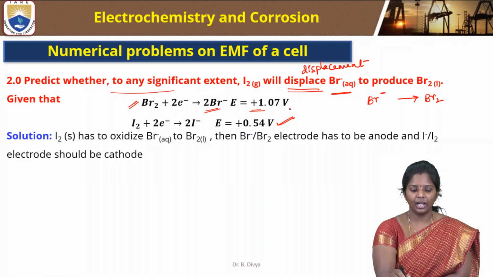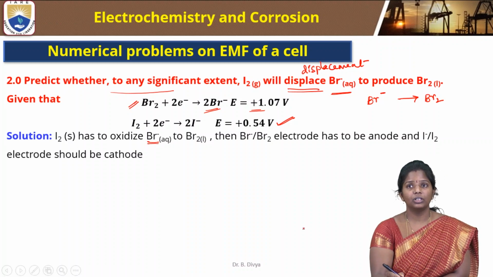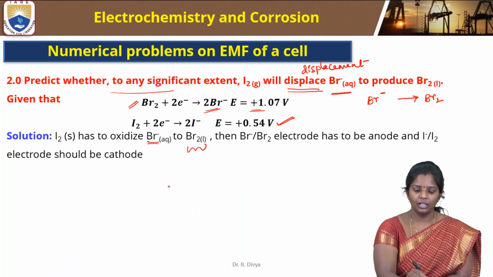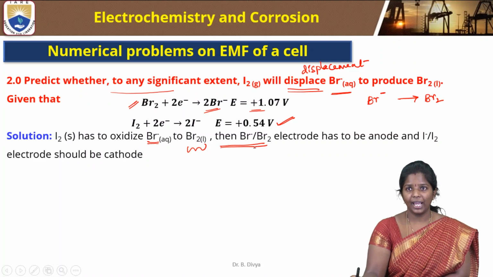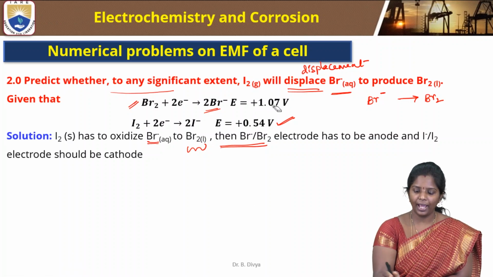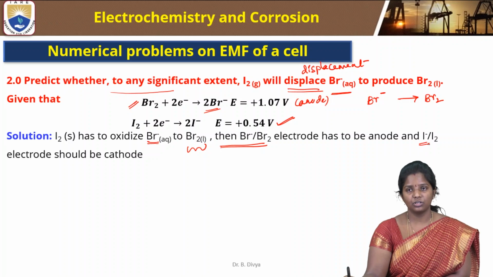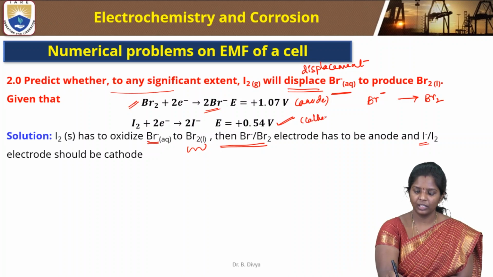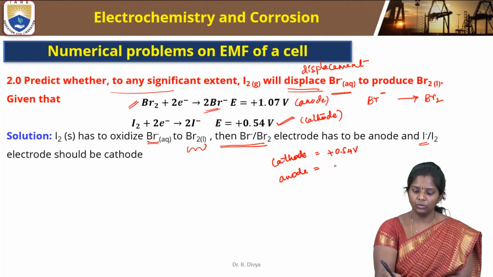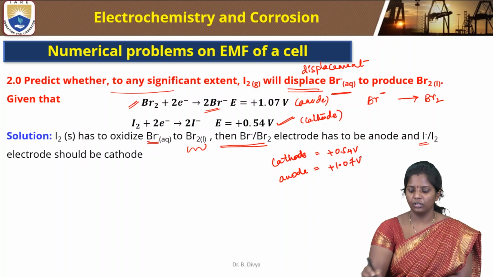They are asking whether iodine can displace bromide ions. It has to oxidize bromide ions to convert to bromine, which is liquid, as bromine is always in the liquid state. The bromide-bromine electrode, wherever this reaction is taking place, will act as anode, and the iodide-iodine electrode will be the cathode. So the values are: cathode equal to plus 0.54 volt and anode equal to plus 1.07 volt.